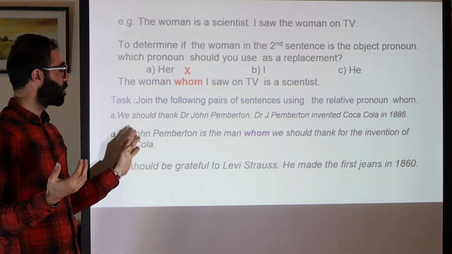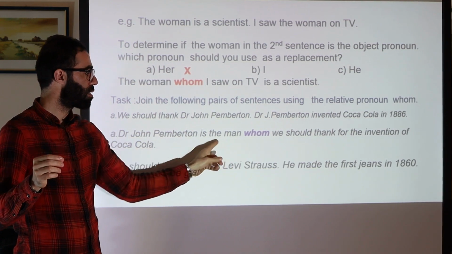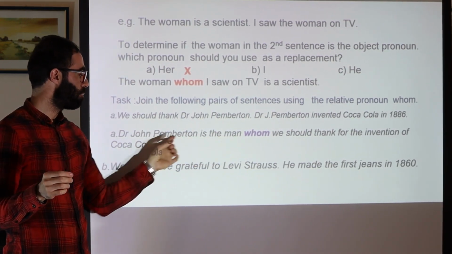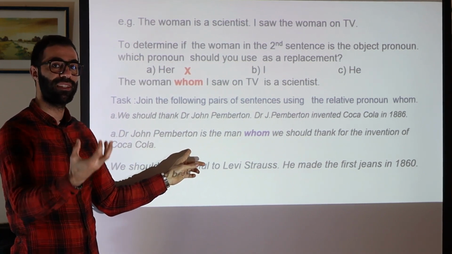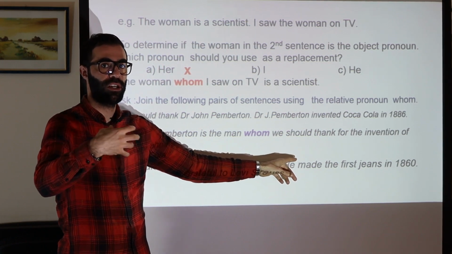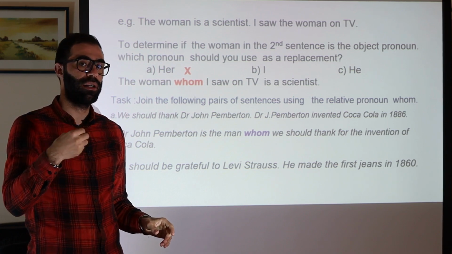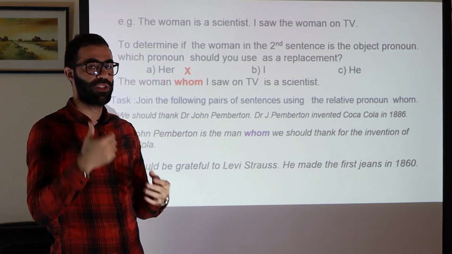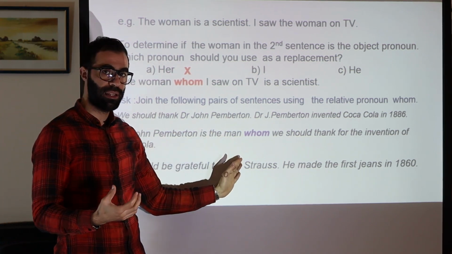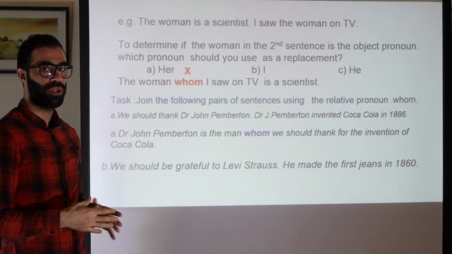I repeat again. Dr. John Pemberton is the man whom, so why here "whom"? Because Dr. Pemberton is receiving the action. What kind of action? We should thank him. All right? So we should thank him. Have you heard what I'm using here? We should thank him. So "him" here is an object pronoun. Dr. John Pemberton is the man whom we should thank for the invention of Coca-Cola.